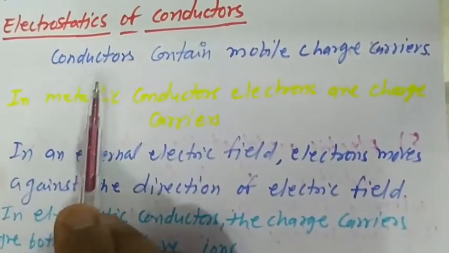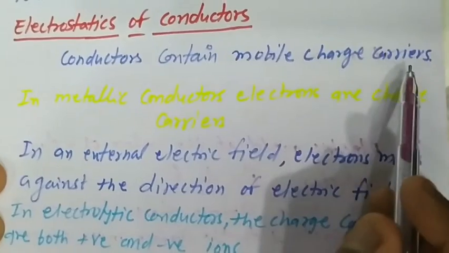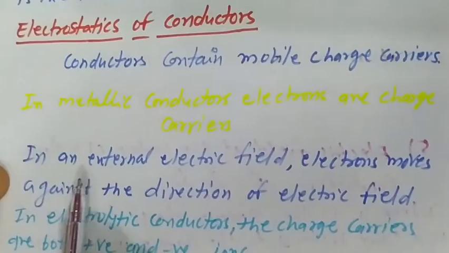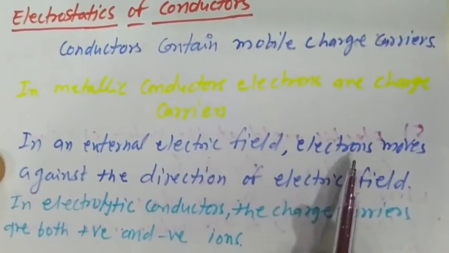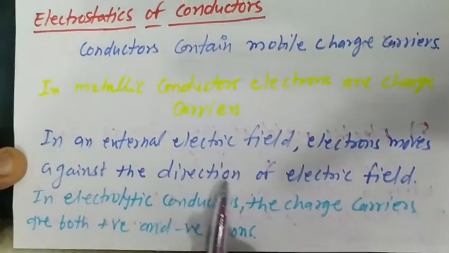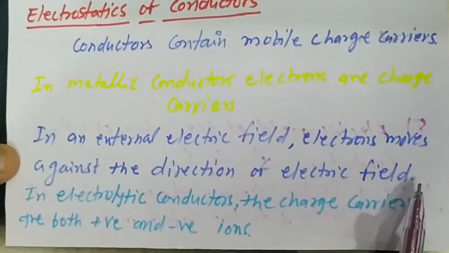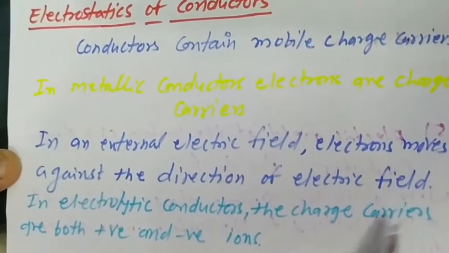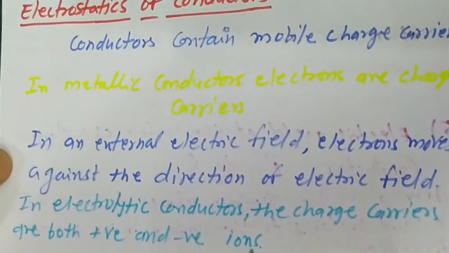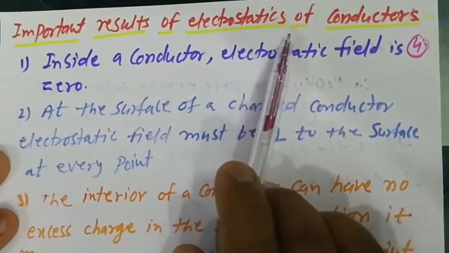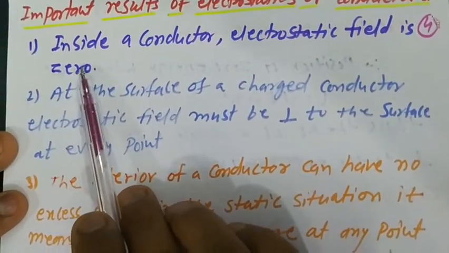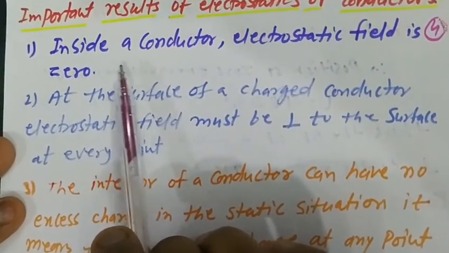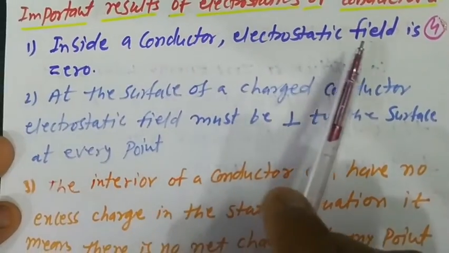Electrostatics of conductors. Conductors contain mobile charge carriers. In metallic conductors, electrons are the charge carriers. In an external electric field, electrons move against the direction of the electric field, which is also known as drift motion. In electrolyte conductors, the charge carriers are both positive and negative ions. Important results of electrostatics of conductors. First result, very important result: inside a conductor electrostatic field is 0. In a conductor the electric field inside is always 0.